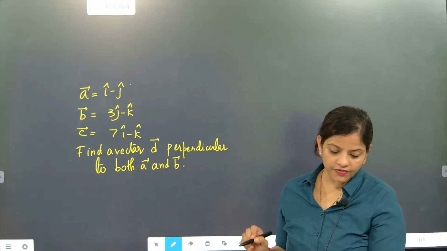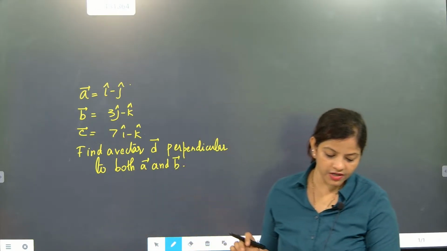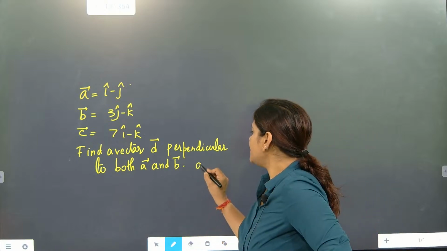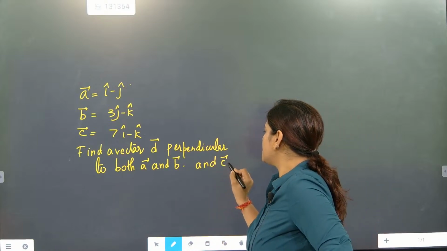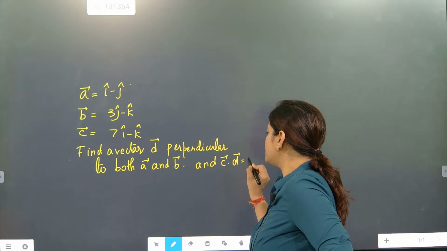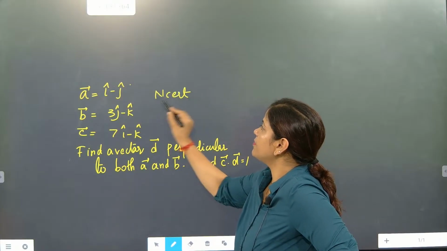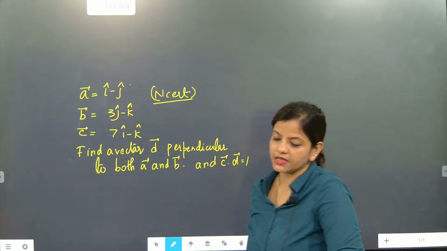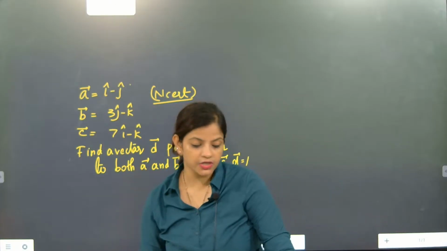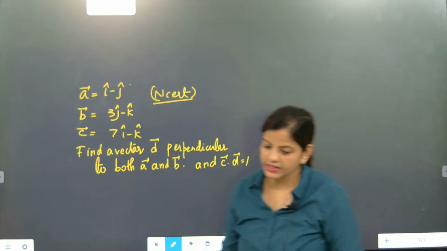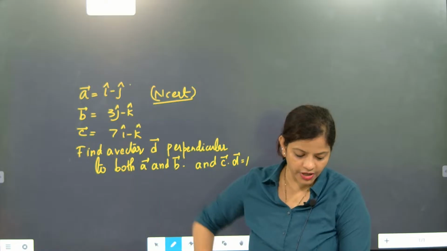Okay, Sanjana, good evening, beta. Perpendicular to both A vector and B vector, and C vector dot D vector is equal to 1. This is NCERT question, and please kindly remember this can be exactly coming for MCQs. These questions are highly likely for MCQs.